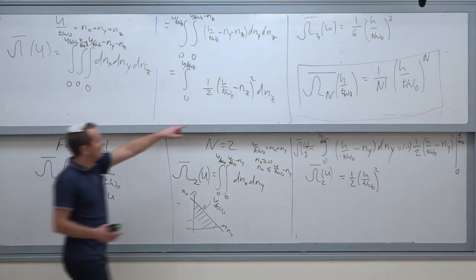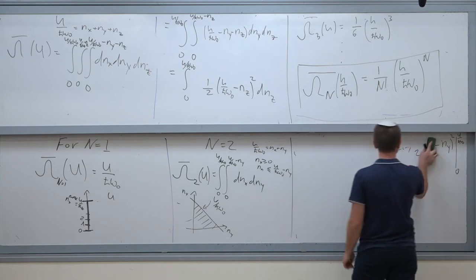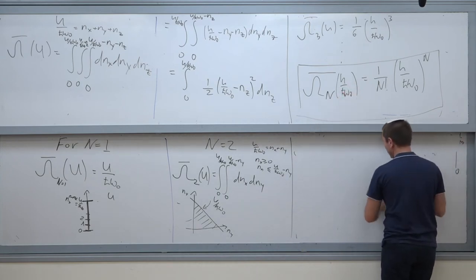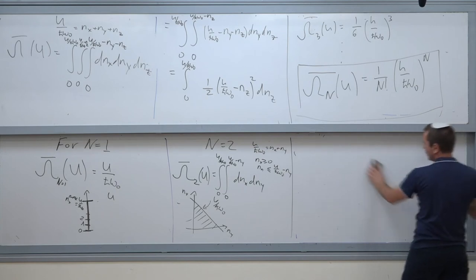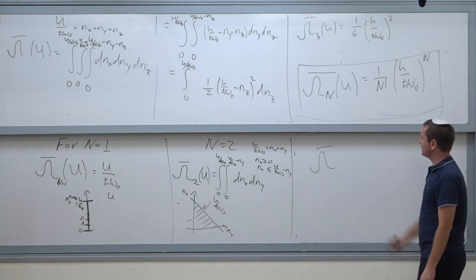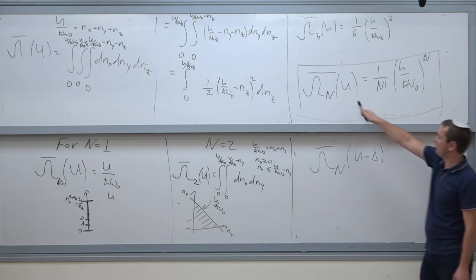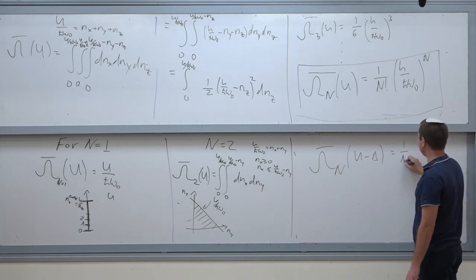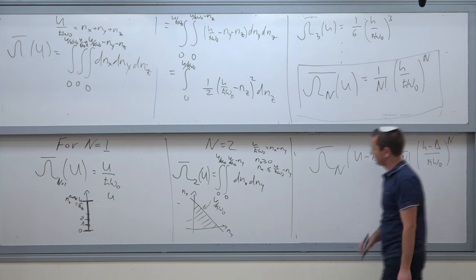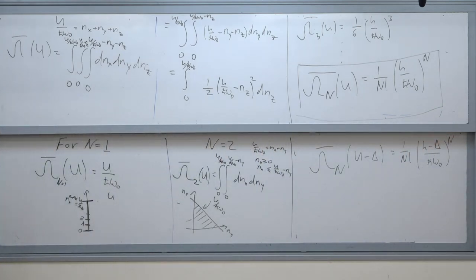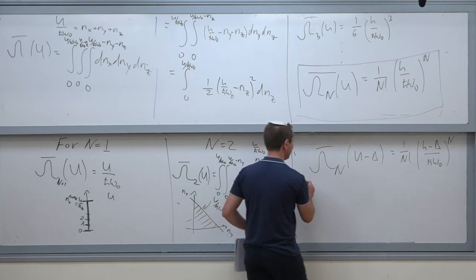So if this is true for un, we can write down over here what is the total number, because we haven't assumed anything about u, right? So what is un of u minus delta? We just need to substitute u minus delta instead of u in this formula. This is 1 over n factorial, u minus delta divided by h bar omega 0 to the power of n. Now let's do this calculation.